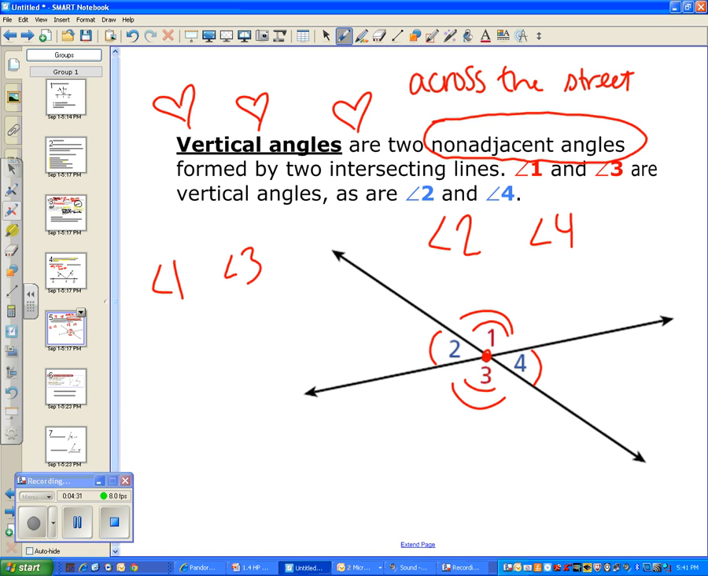And if you notice, I was putting tick marks on them. That's because one of the awesome reasons I love vertical angles is because vertical angles are always going to be congruent to each other. So angle 2 and angle 4, notice how they're both acute angles. They're absolutely congruent. They're the same size. And similarly for angle 1 and angle 3, they're obtuse angles and they're also congruent to each other. So vertical angles are always congruent.